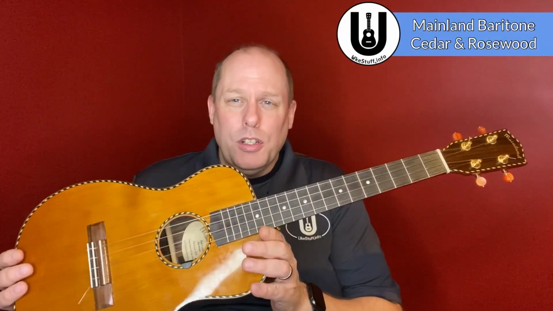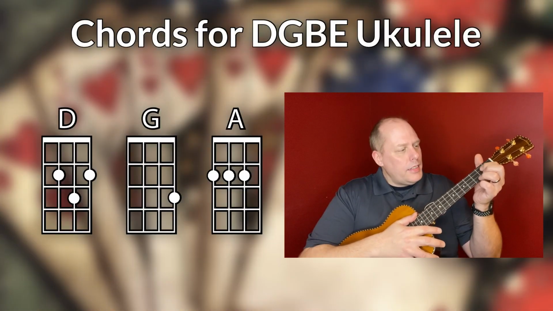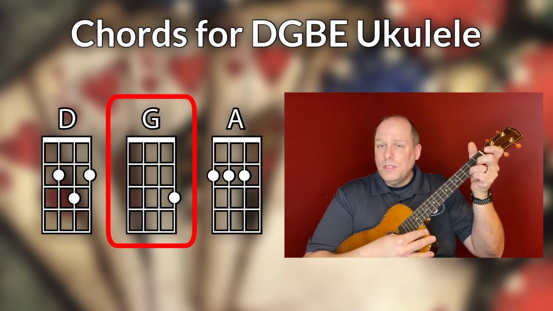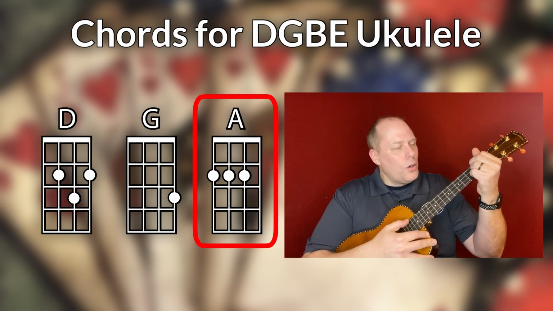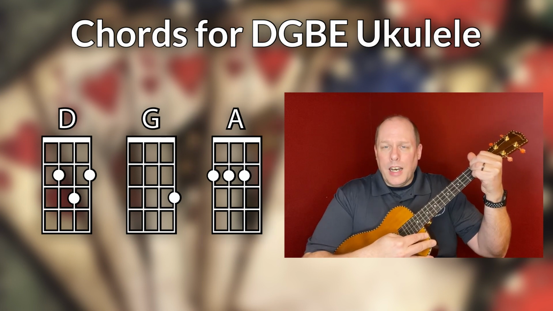For baritone ukulele, I'll be using my Mainland baritone ukulele, cedar top, rosewood back and sides. So the first chord you'll need is the D chord, then the G chord, and then the A chord. And those are the only chords you need in the song.